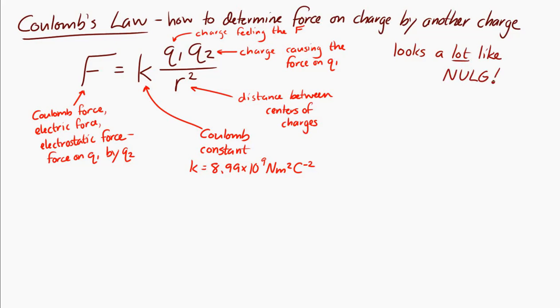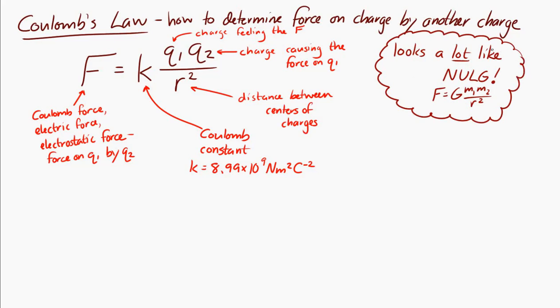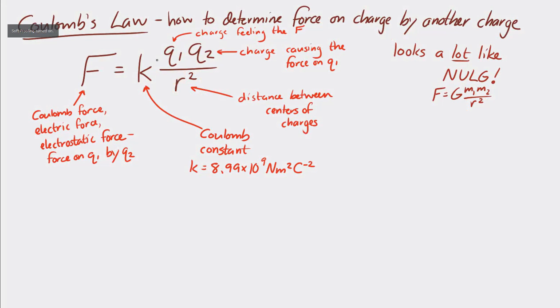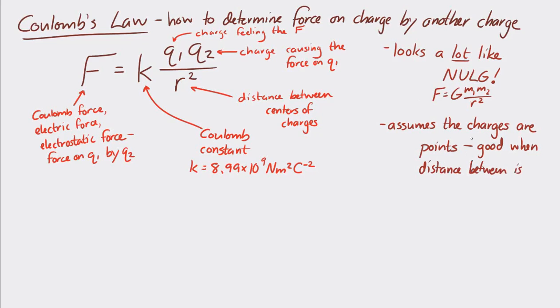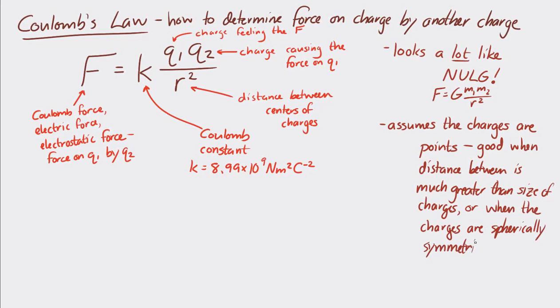It's got that 1 over r squared going on. It's an inverse square law, just like Newton's universal law of gravitation. And also, like Newton's universal law of gravitation, it assumes that the charges are points, which is a very good assumption when the distance between the objects is much greater than the size of the objects. Or, like in Newton's universal law of gravitation, when we have spherically symmetric distributions of charge.